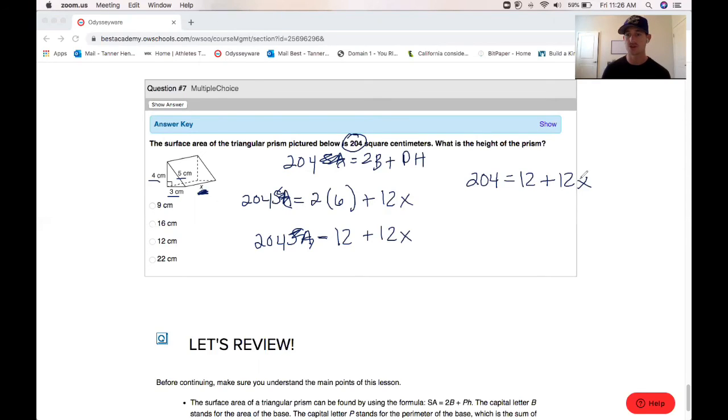So to solve for x, we have to get x by itself. So we have to get this 12 over here, so we're just going to subtract 12, subtract 12. When we do that, we get 192 equals 12x, divide by 12, divide by 12, x equals, and you can finish the rest.